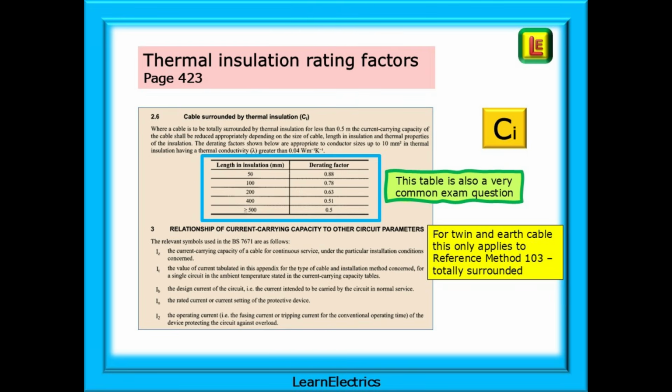CI is the rating factor for thermal insulation, loft insulation being just one example. The table on page 423 is a popular choice for exam questions, and exam setters love tables. Notice that this table is only for cables totally surrounded by insulation. Reference method 103 for twin and earth cable, as we shall see shortly.